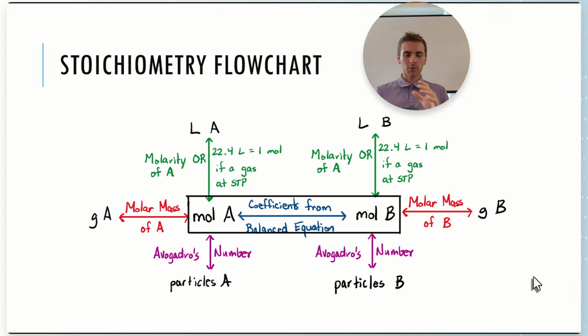But then we have all these different ways of going into or out of moles. Probably most commonly it's going to be with grams using the molar mass. But we can also convert into and out of particles using Avogadro's number, and we can convert into and out of liters. We've now seen 2 ways to do it. We saw how to do it using the 22.4 liters per mole, but we can only use that if it's a gas at standard temperature and pressure. Now we have another way of converting moles to liters if we know the molarity of the solution.